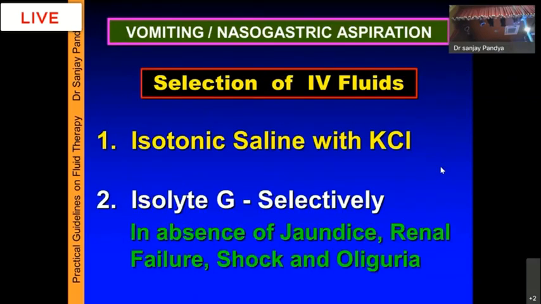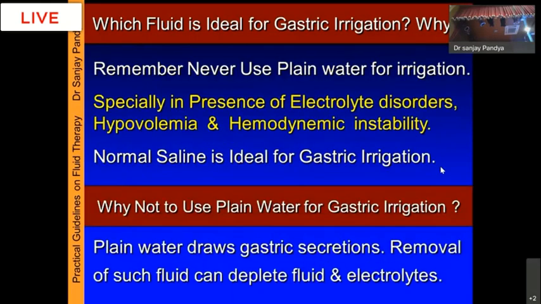Isotonic saline with KCl, Isolyte G, in selective patients who don't have jaundice, don't have renal failure, shock, oliguria, or hyperkalemia. Now, one part which is often not discussed in most of the textbooks: suppose we want to go for cold water stomach irrigation, then which fluid will you use?